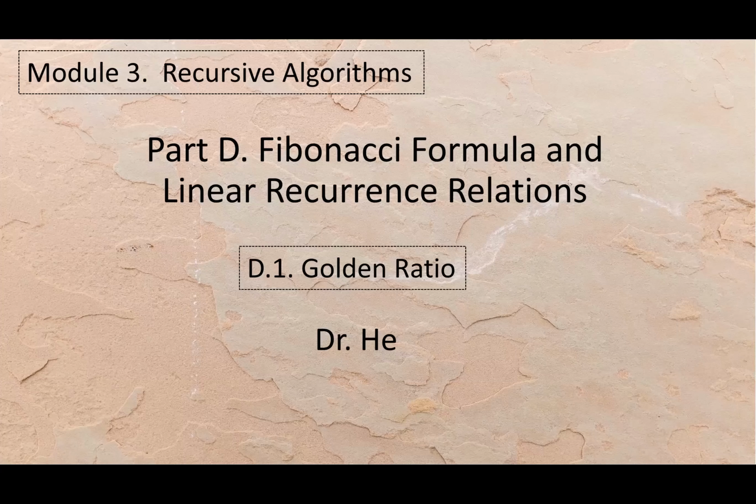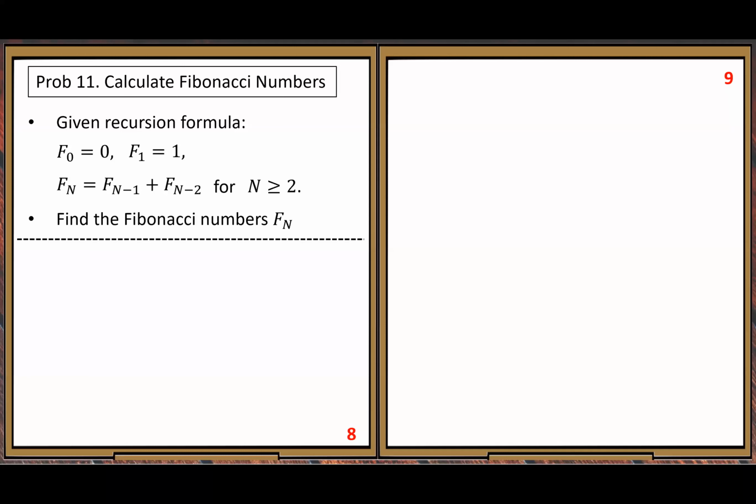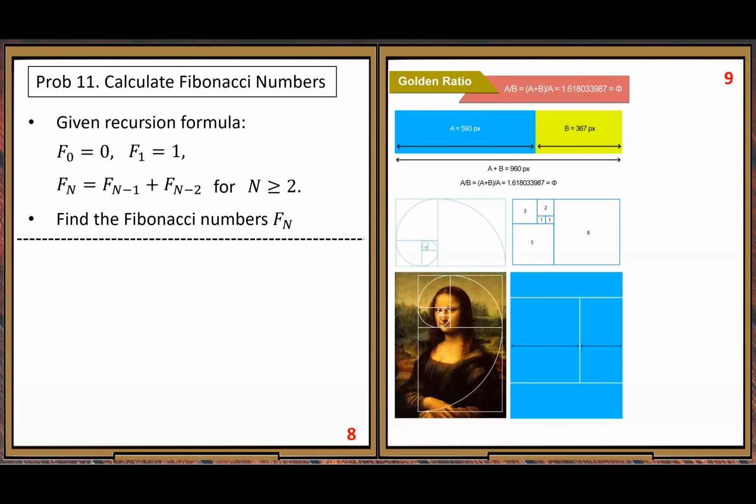Okay, next topic. Our part D, Fibonacci formula. We need to derive the Fibonacci formula, and we need to solve a linear recurrence relation. The first topic, golden ratio. This magic number has some close relation to Fibonacci numbers. Fibonacci numbers are related to the golden ratio. This is the golden ratio.